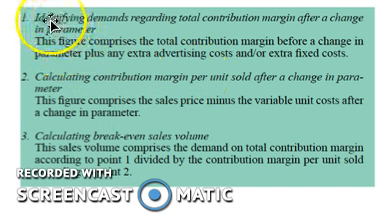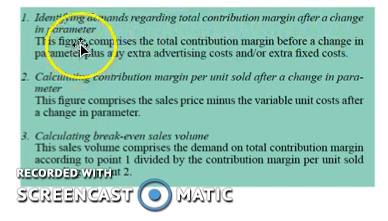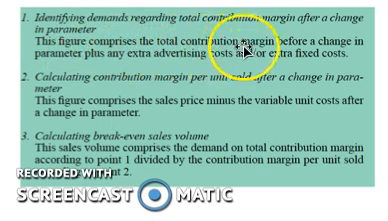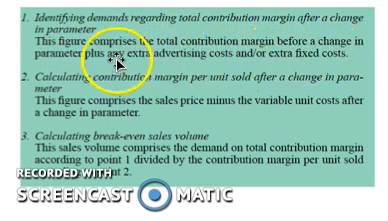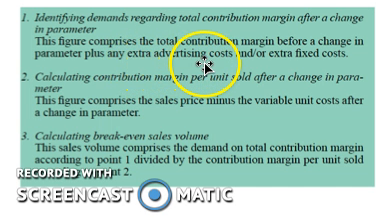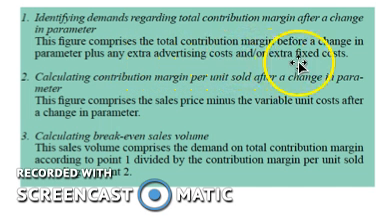The reason the company needs to do this is because, of course, they need to know how much they sell in order to reach the required turnover or the required sales volume. First, we identify demands regarding total contribution margin after a change in parameter. This means the figure comprises the total contribution margin before the change in parameter plus any extra advertising cost and/or fixed cost.